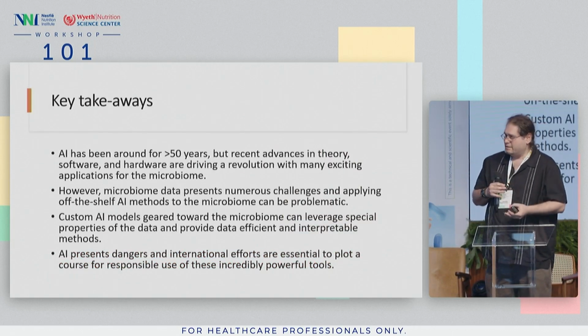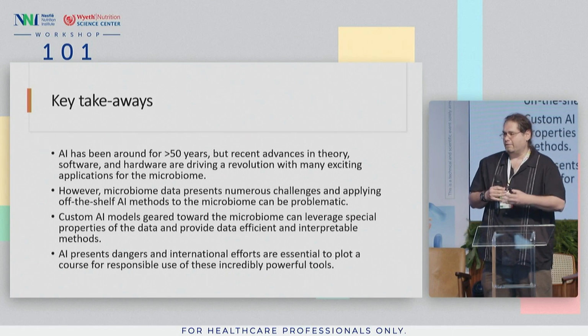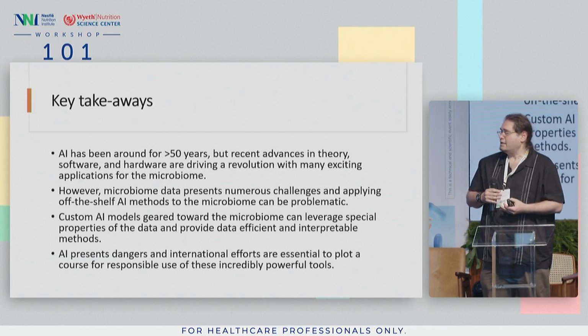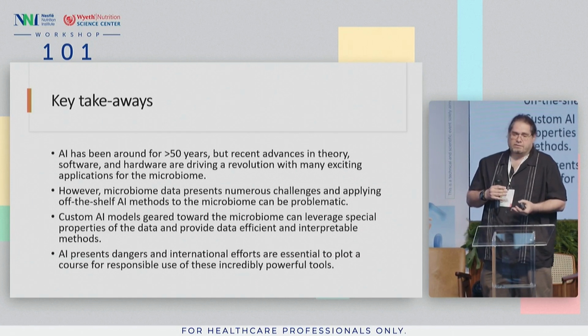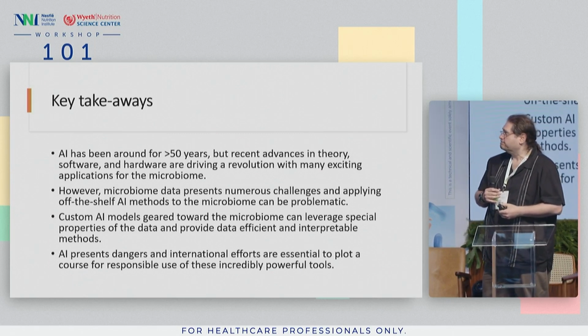So just some key takeaways. AI is a field that has been around for about 50 years now, but there are some recent advances leading to a so-called deep learning revolution. And I can say I really do think it is a revolution. I've been in the field, as I said, more than 30 years. I've never seen this acceleration in capability. So I think it's here. We have to deal with it. It's very powerful.